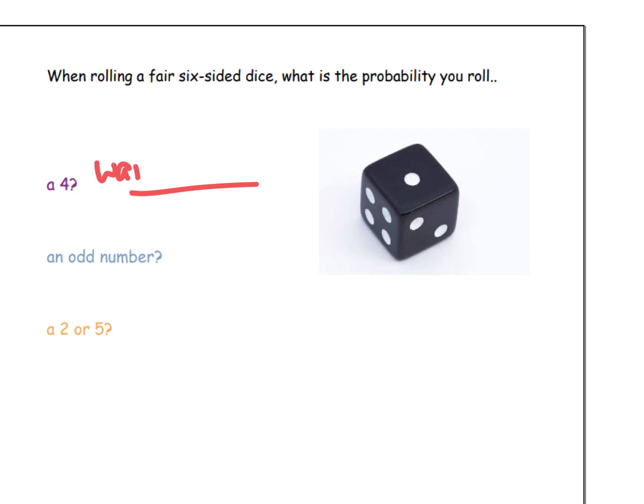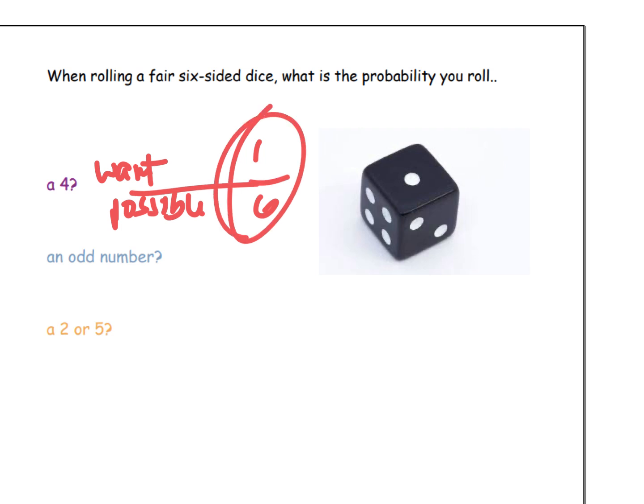If I frame it in what I want over what's possible, what are all the possible things? Well, there's 6 of them. What do I want to happen? I want a 4 to happen, but how many things are there that I want? 1. 1 out of 6. Raise your hand if you had 1 out of 6.